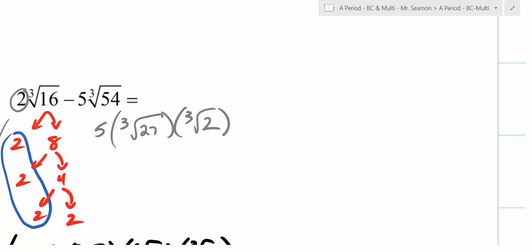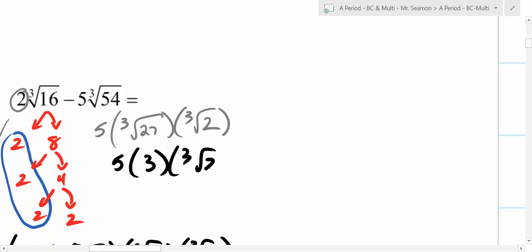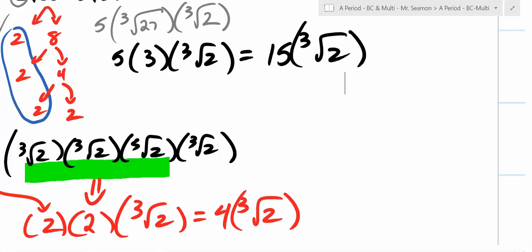This is why. We're looking for something that's a cube because it's a cube root. What is the cube root of 27? That's why I went to it. If it was square root, absolutely, you'd look for a square. But you're looking for a cube now. So what is this going to be? 5 times 3 times the cube root of 2? So how many cube roots of 2 do I have here? 15 of them. Now can I add these together?